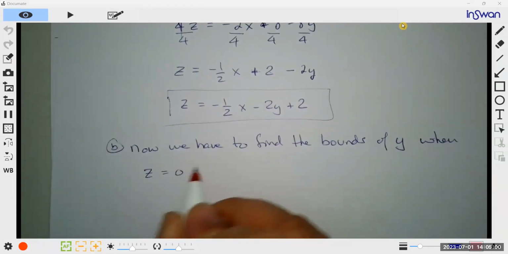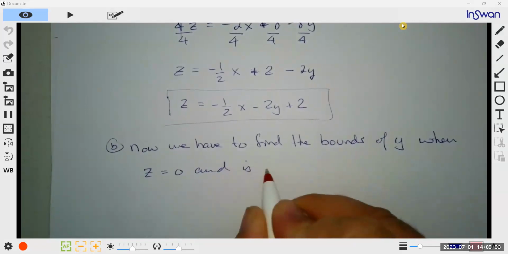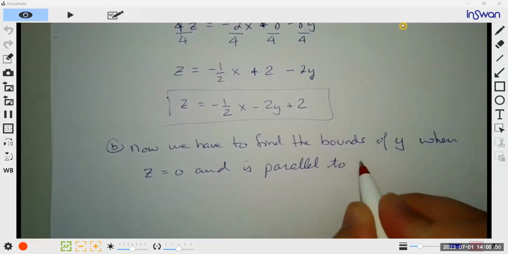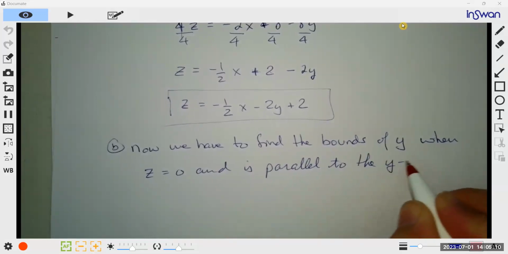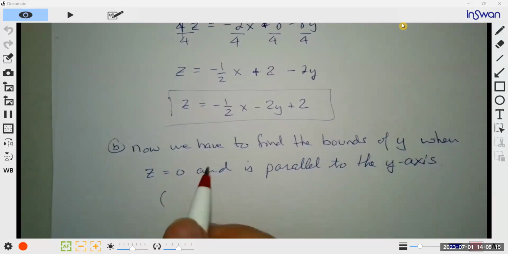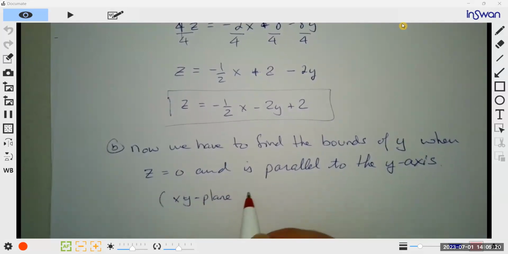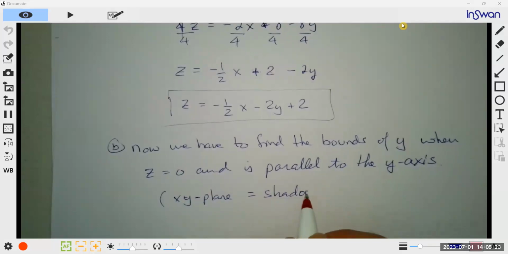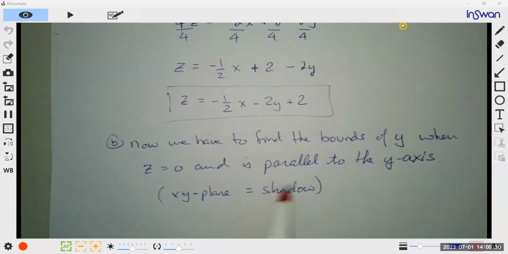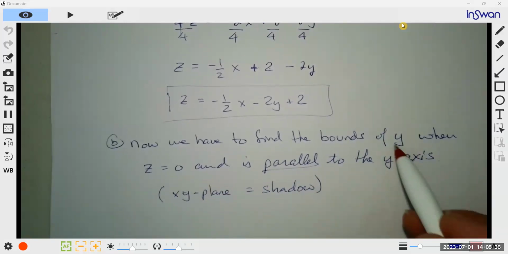When z equals 0 and is parallel to the y-axis. Remember, we're on the xy plane, which is the shadow. So the first one was perpendicular to the shadow. That's why I have to find the normal. This one just has to be parallel to the y-axis.